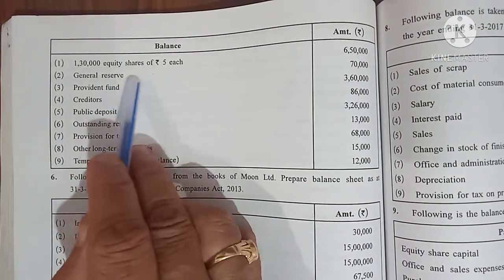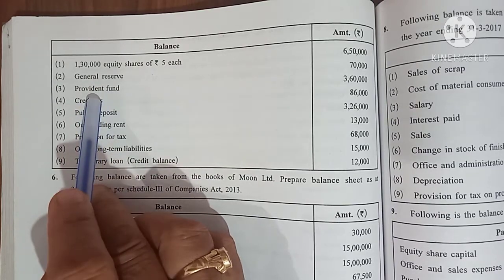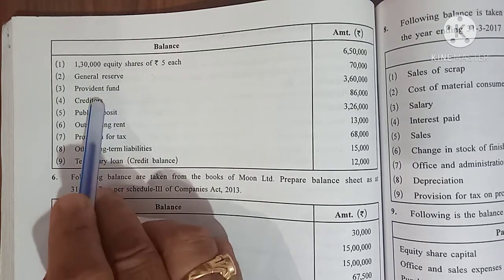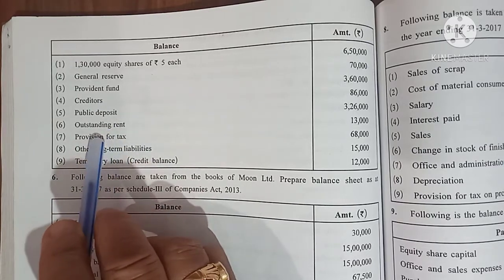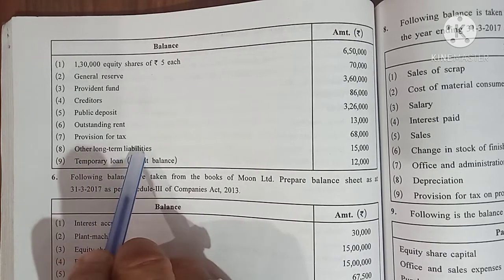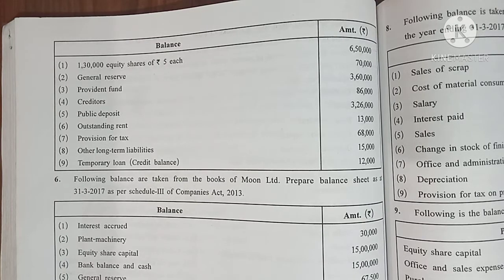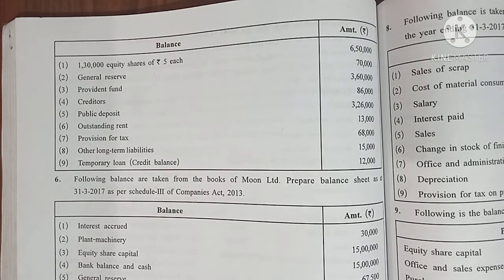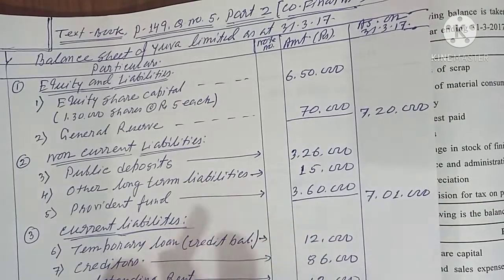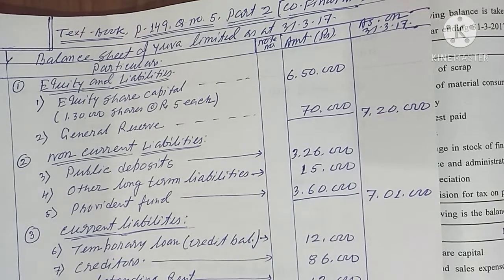The 1,30,000 equity shares that you know. First item, second item, like that. Provision for Provident Fund liability, creditors liability, public deposit liability, outstanding rent liability, provision for taxation liability, other long-term liabilities, and temporary loans also liability. So you are all getting from this that only the liability side of the balance sheet is given. I made these solutions so that it will be easy for you to understand and it will not take much time. Only I have to explain it.